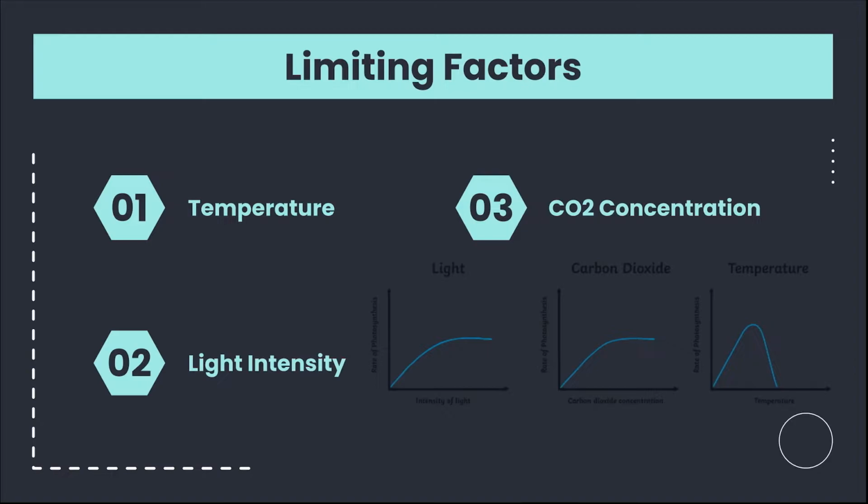Let me start off with temperature. At first we can see a rise, then a fall. This is because photosynthesis is controlled by enzymes. However, because the reaction is controlled by enzymes, it will only go up until a certain point. When it passes the optimum temperature, the enzymes begin to denature and the rate of reaction decreases.